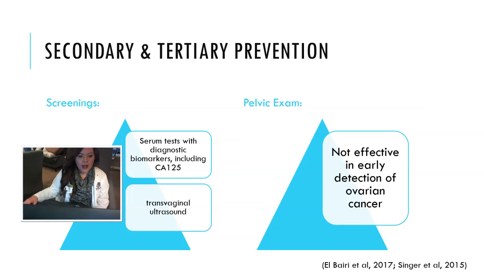An article by Singer et al. in 2015 states that the serum test, the cancer antigen 125, and transvaginal ultrasound is now shown to be effective as a screening tool, whereas this was not the case previously. An article by El-Bari et al. in 2017 cites that there are many promising biochemical markers that have yet to be validated. The pelvic exam is the only secondary and/or tertiary prevention measure I saw listed in other clinical practice guidelines. So this was an area where the consensus was not unanimous.